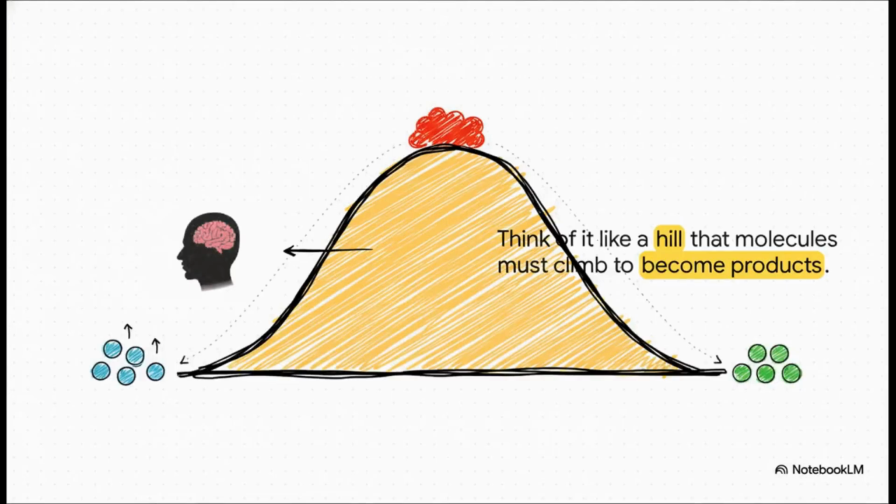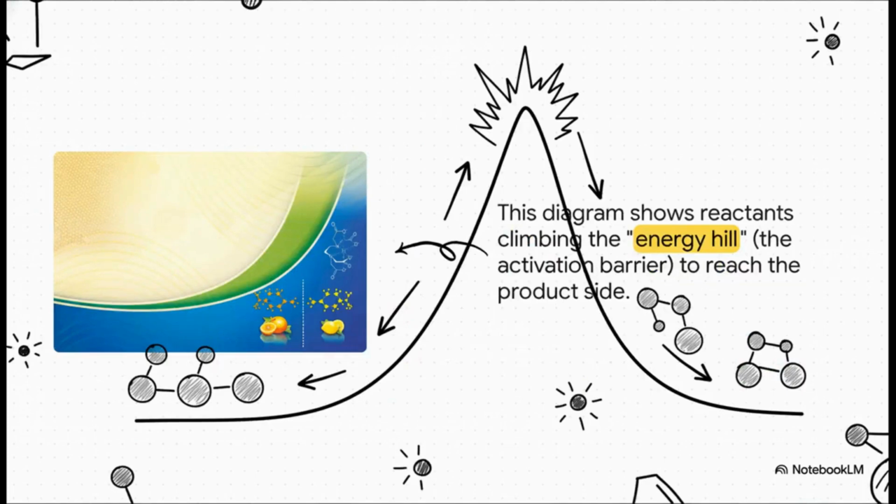Imagine the activation energy is a giant hill. Your starting molecules, the reactants, are at the bottom on one side. The final products are waiting on the other side. To get there, the reactants have to gain enough energy to make it all the way to the top of that hill. And this is what that hill looks like to a chemist.